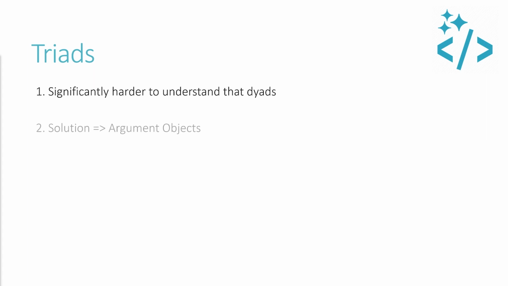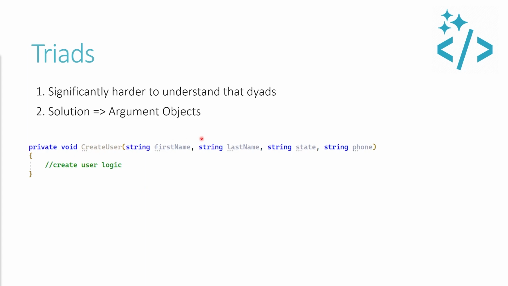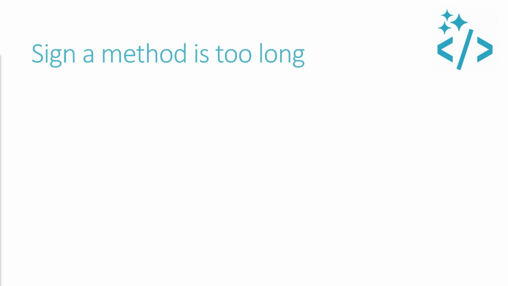Triads are functions which have three parameters. They are obviously a couple of times harder to understand than functions with two parameters, and significantly harder to understand. And well, one solution would be, for example, this method with a lot of primitive parameters. The solution would be to create such argument objects which take all these primitive types in it. So for example, a user.